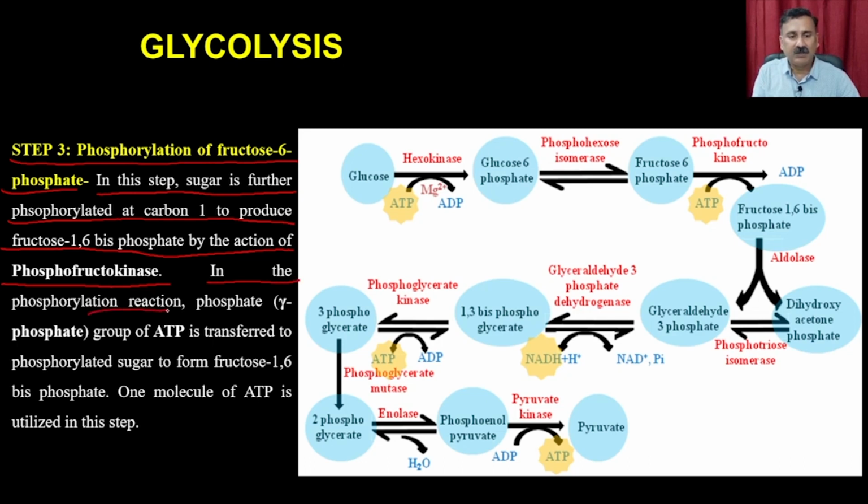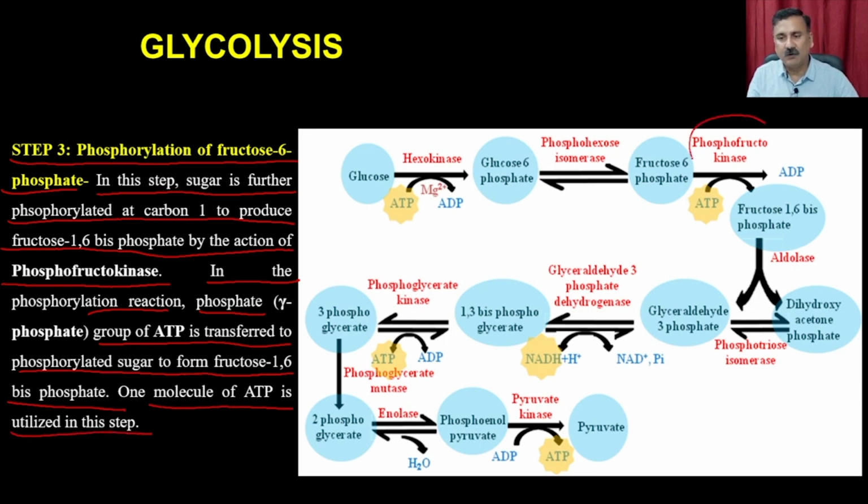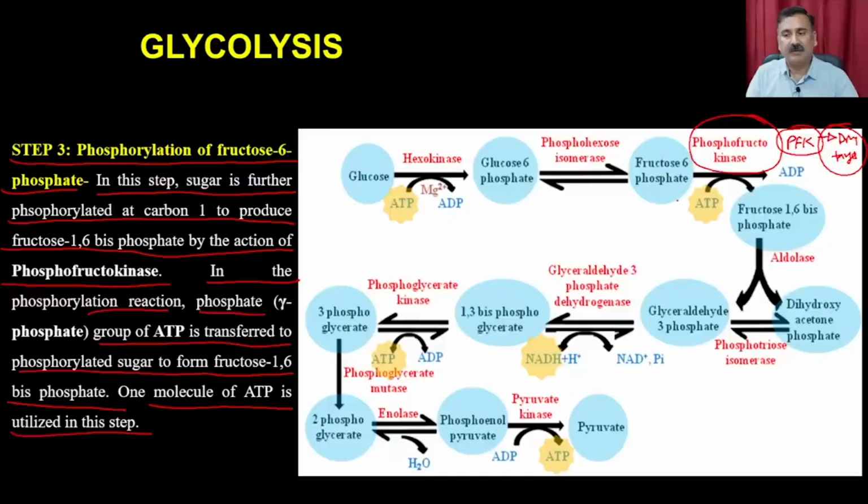So in the phosphorylation reaction, the phosphate group of ATP is transferred onto the phosphorylated sugar to form fructose 1,6-bisphosphate, and in this step also one molecule of ATP is utilized. But phosphofructokinase is a very important enzyme, which is also called PFK. So PFK is a very important enzyme, and because it catalyzes such a crucial step, it is also a very good drug target for some of the organisms where glycolysis is very pronounced, especially the lower organisms and bacteria, for example, right?